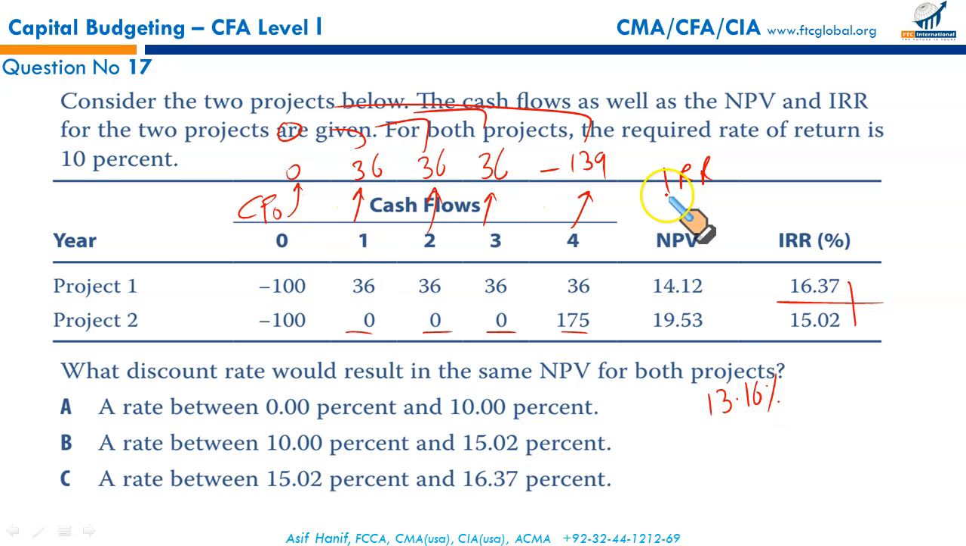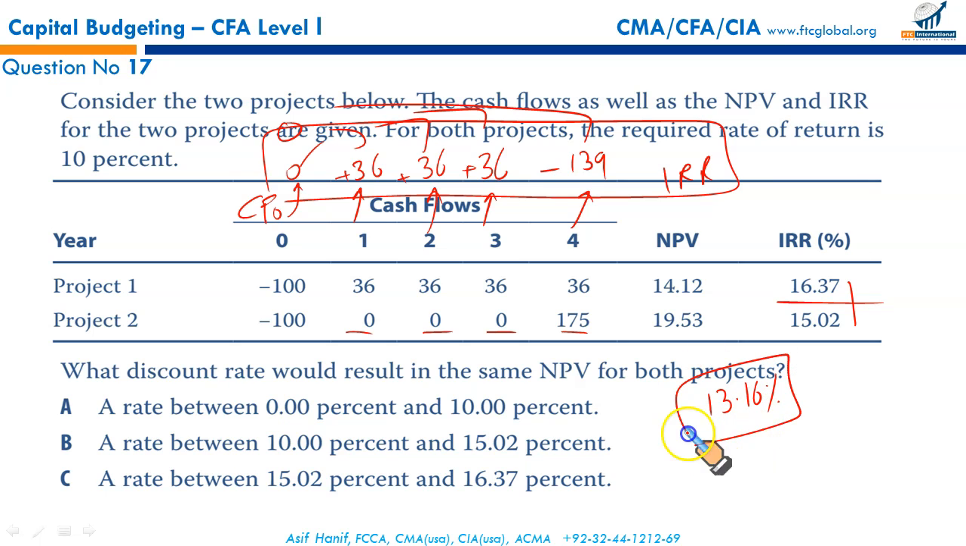So take the differential cash flows and calculate the IRR for these cash flows. 0, 36 positive, 36 positive, 36 positive, negative 139. Calculate IRR. This would be the rate that will equate these future outflows and inflows to 0. That is the rate, gentlemen, that will give you the same NPV for both projects.